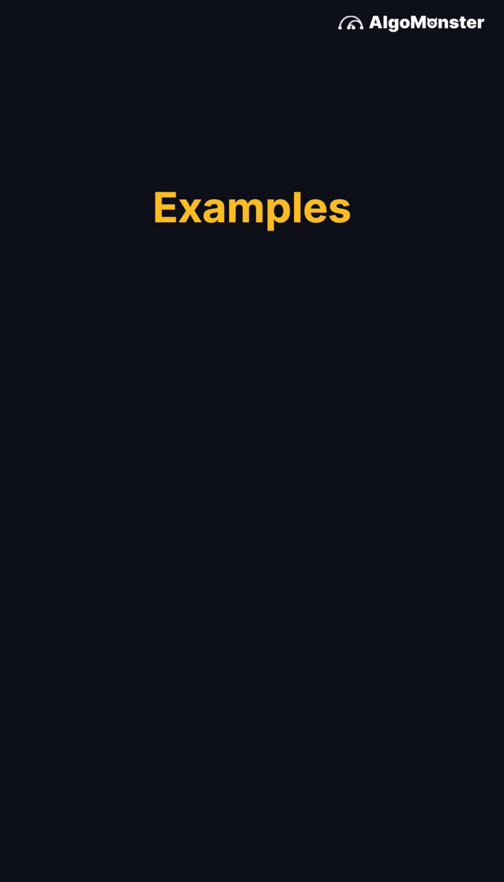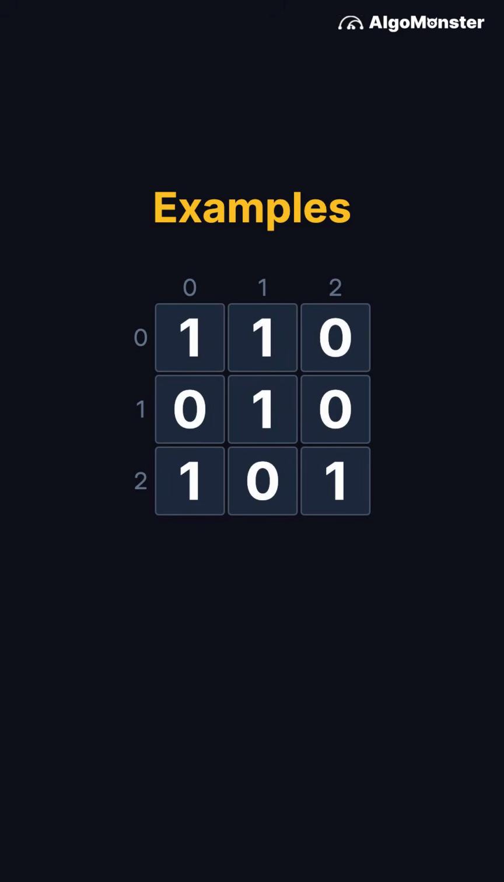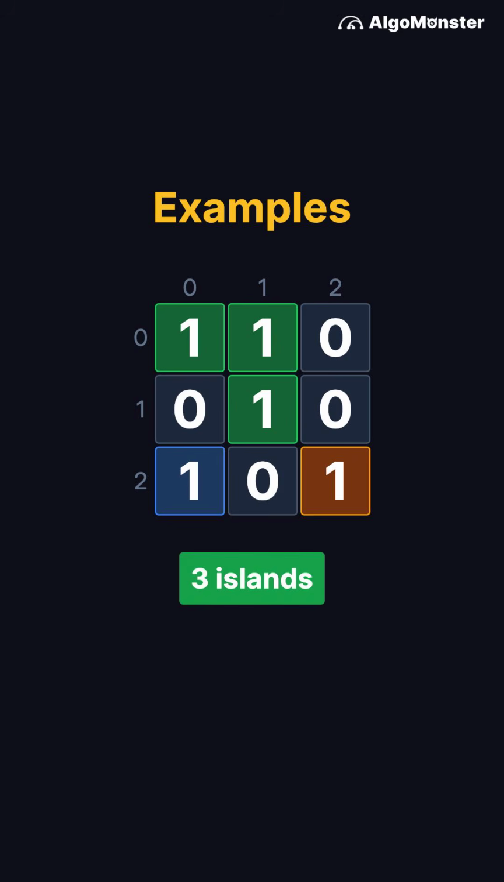3 rows, 3 columns. 1, 1, 0. 0, 1, 0. 1, 0, 1. The top left one connects right, and that connects down to the middle. That's one island. Bottom left is isolated. Second island. Bottom right is also alone. Third island. Answer is 3.